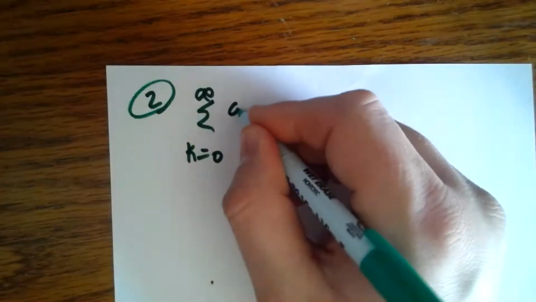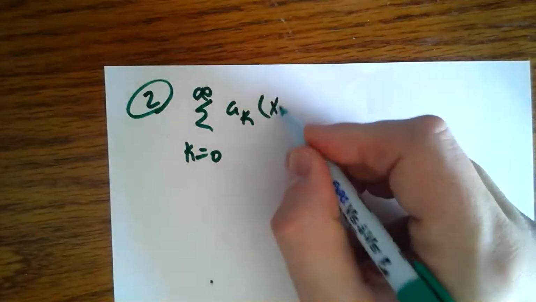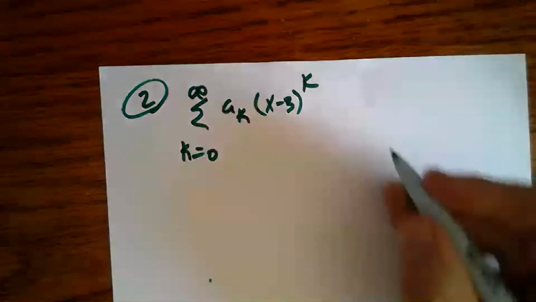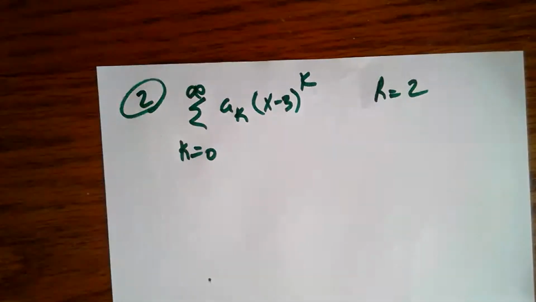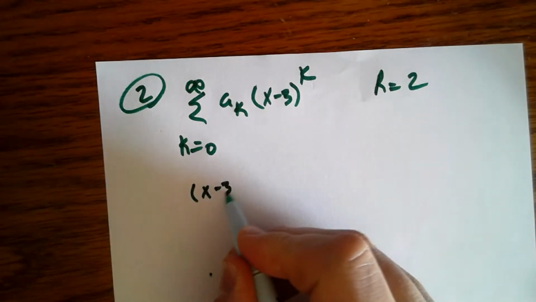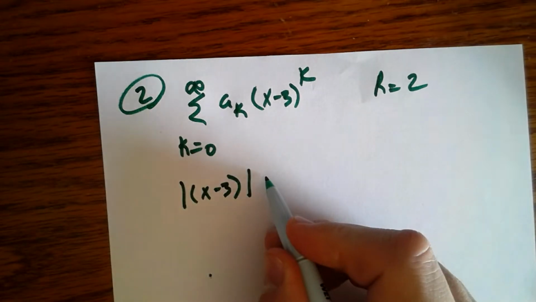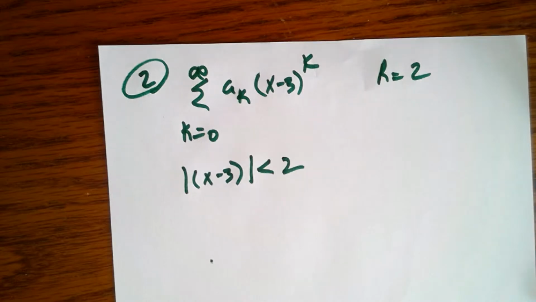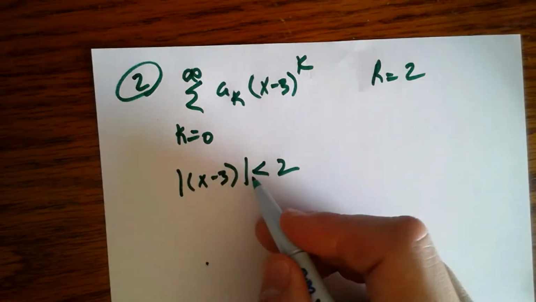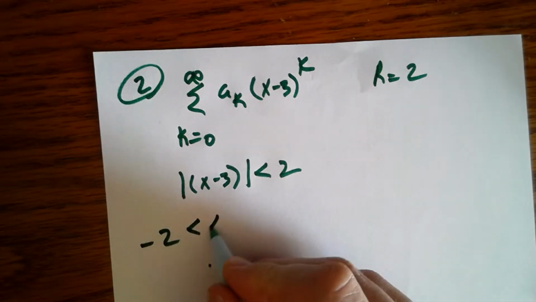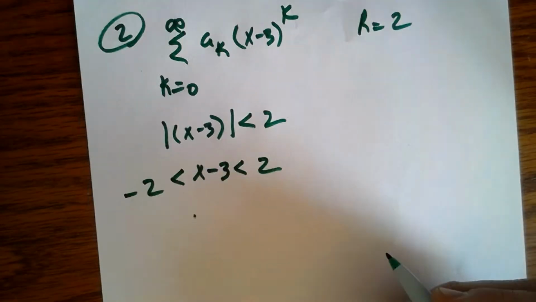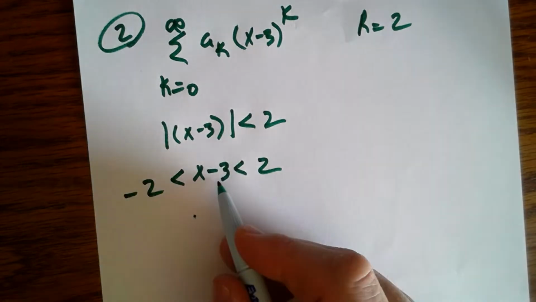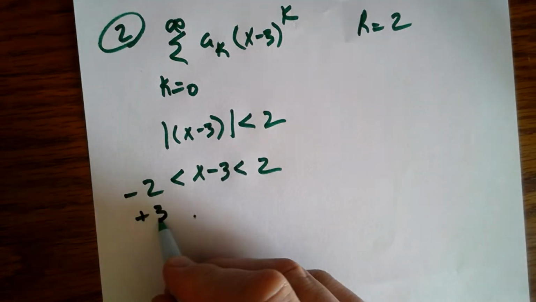All right. So if the radius of convergence for this series, from k equals 0 to infinity of a_k times the quantity (x minus 3) to the k, is equal to 2, well, that meant that we had the absolute value of x minus 3 less than 2. Okay, so let's drop the absolute values real quick. That means this distance has to be between -2 and +2. Let's add 3 to both sides. Or actually, we'd add it to all 3 sides in this example.